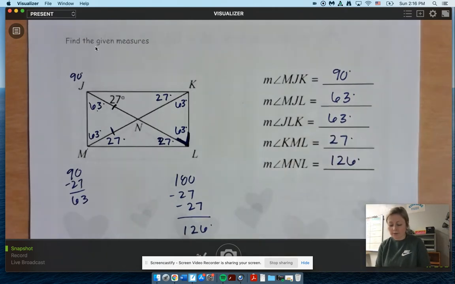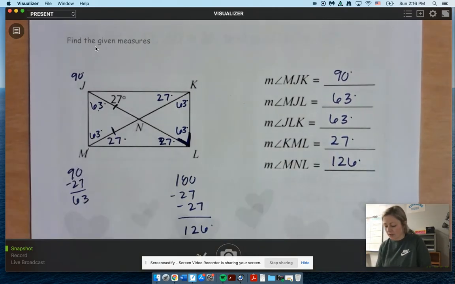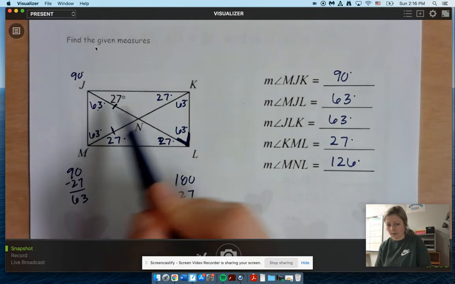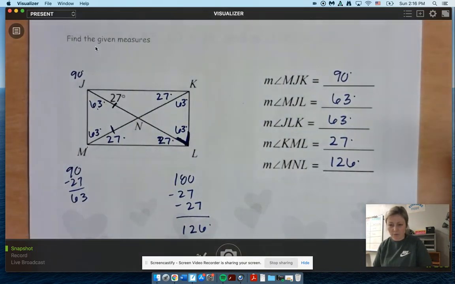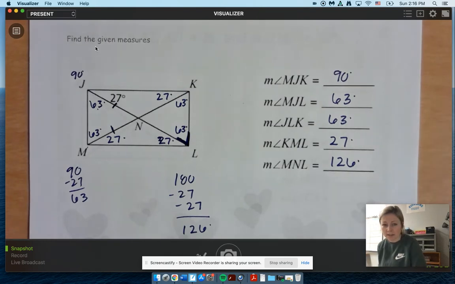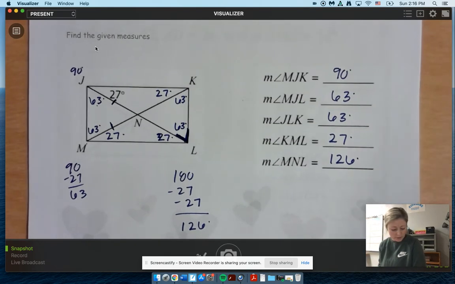So it's kind of cool as we only knew one angle measure in this whole picture and we were able to figure out every single other angle by just working around the picture. Again, don't forget that you have just a bunch of patterns. That's all it is. Look for the pattern.